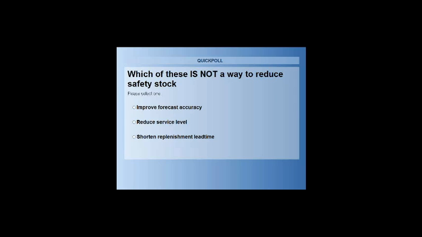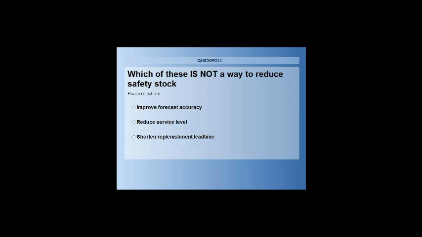Okay, you got about 10 seconds to go, and we got a couple more people that need to make their selection. Going once, going twice, and we're closed.